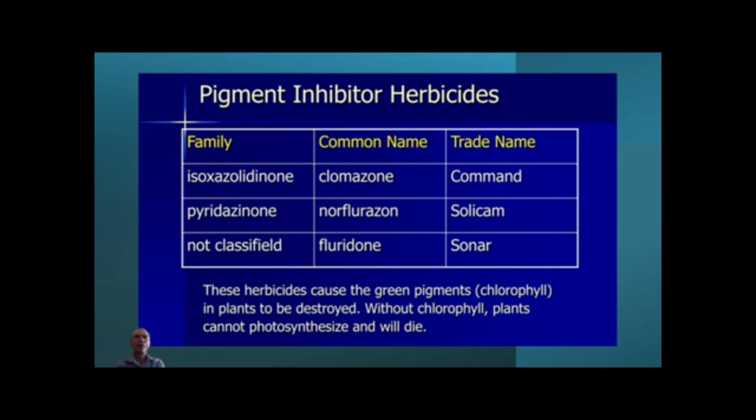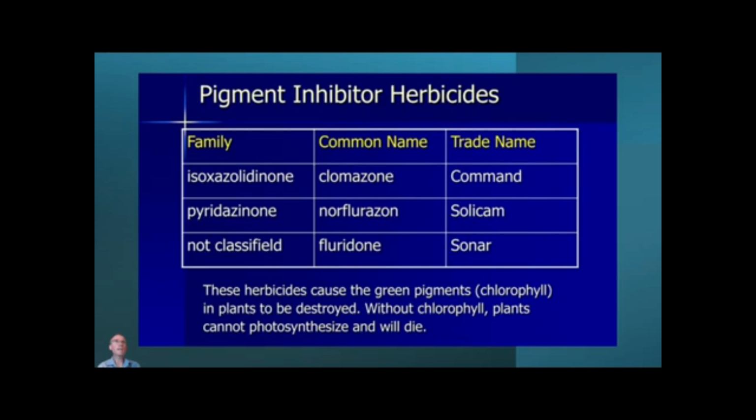Pigment inhibitor herbicides. We're going to talk about the family, the common name, and the trade name of some common pigment inhibitor herbicides. Family: isoxazolidinone, common name clomazone, trade name Command. Family: pyridazinone, common name norflurazon, trade name Solicam. Family: not classified, common name fluridone, trade name Sonar.